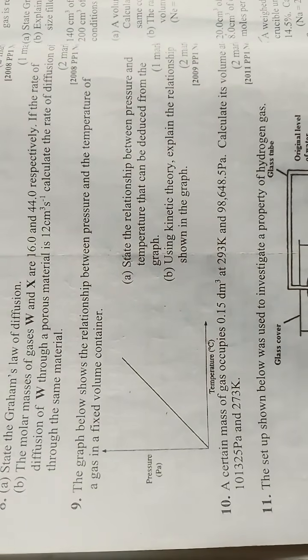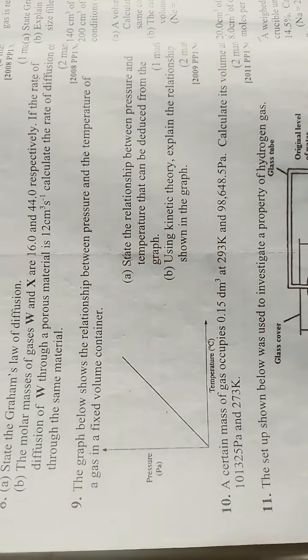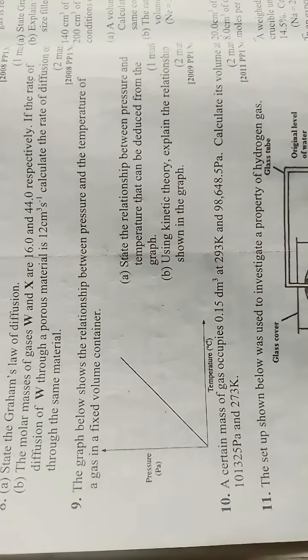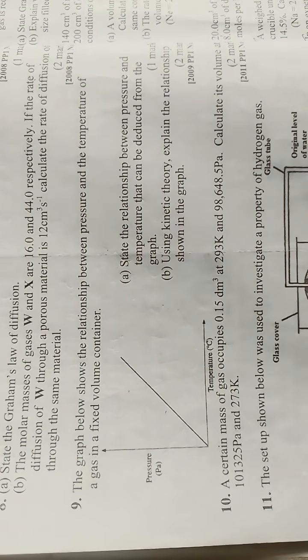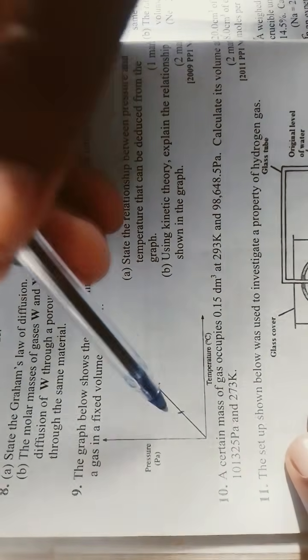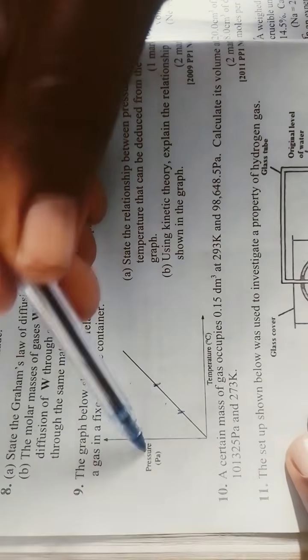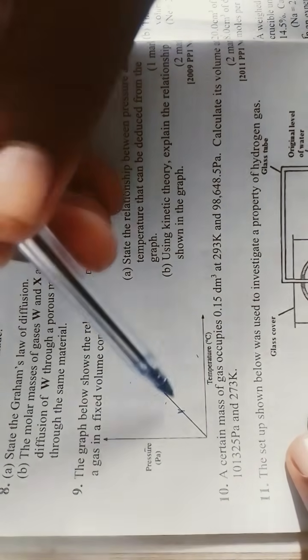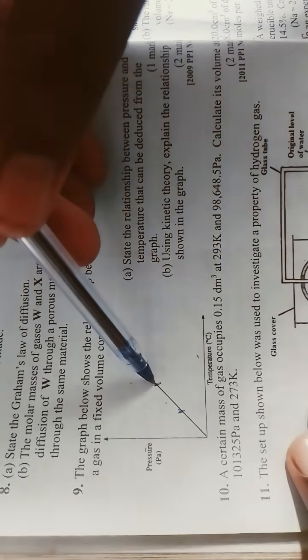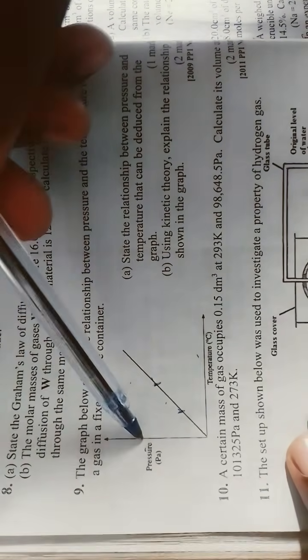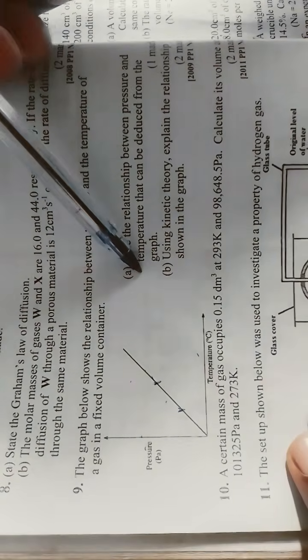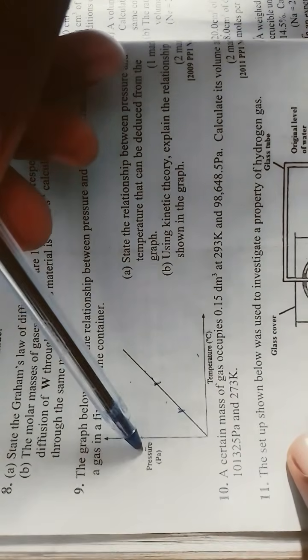So question number 9, the graph below shows the relationship between pressure and the temperature of a gas in a fixed volume container. From the sketch that we have, or the graph, this is pressure and this is temperature. As you can see, if we pick a point here and a point here, as we move from this point to this point, both pressure and the temperature will increase. So pressure is directly proportional to temperature, or temperature is directly proportional to pressure.